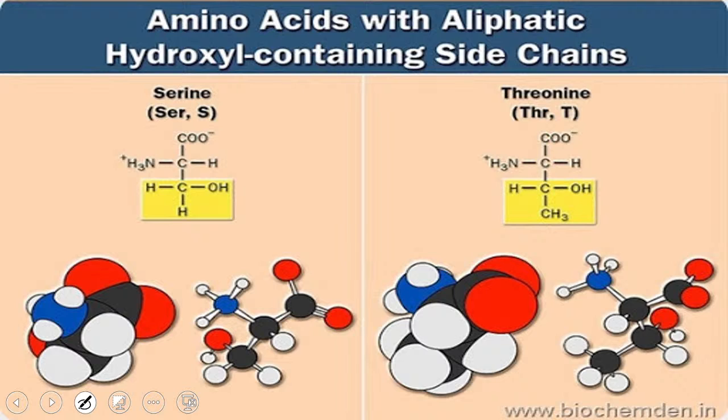One is serine, second one is threonine, and third one is, can anyone name what is the third amino acid which contains OH group? Which one is the third amino acid which contains OH group other than serine and threonine?